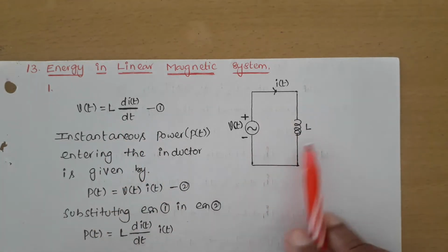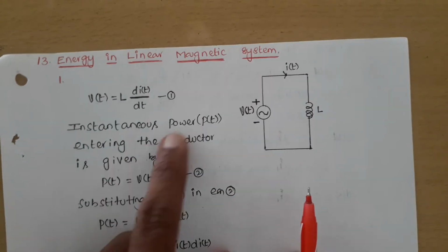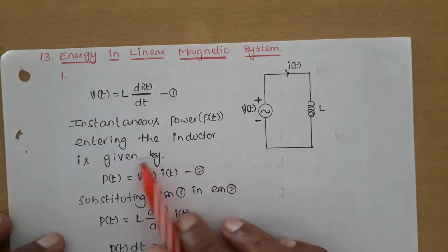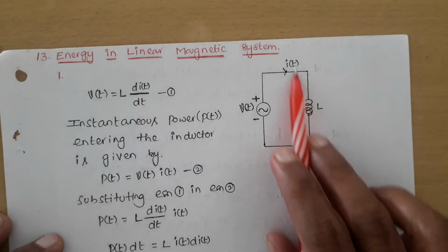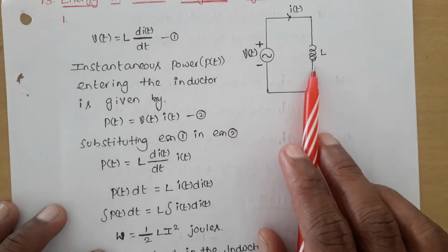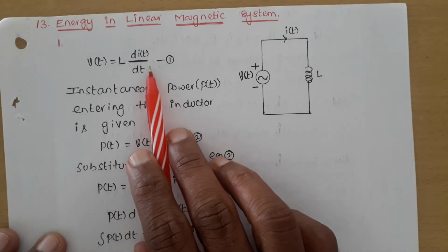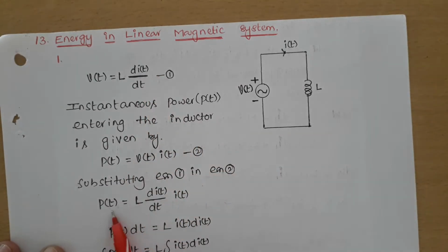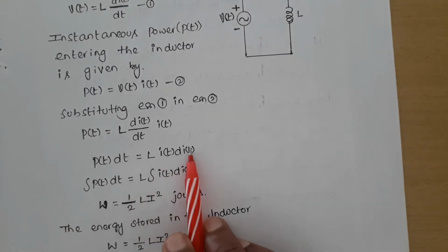The voltage and current relation in the inductor is v(t) equal to L di(t)/dt, equation 1. The instantaneous power p(t) entering the inductor is p(t) equal to v(t) into i(t), the product of voltage and current. Substituting equation 1 in equation 2, for v(t) replace L di(t)/dt. So p(t) equal to L di(t)/dt into i(t). Taking dt to the left hand side, you get p(t) dt equal to L i(t) di(t).